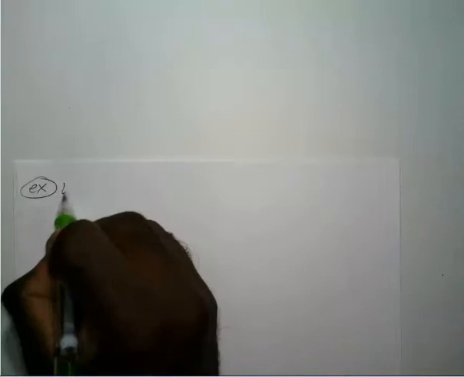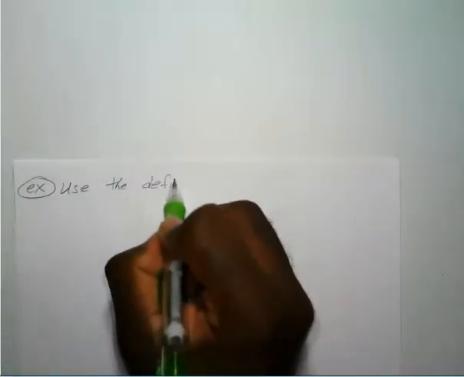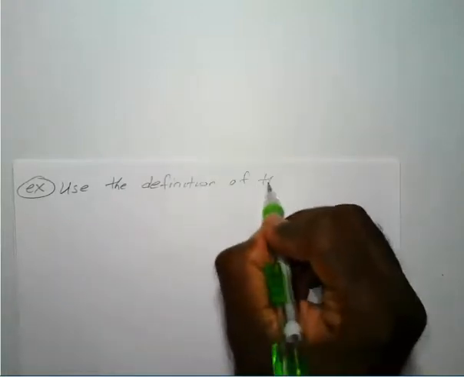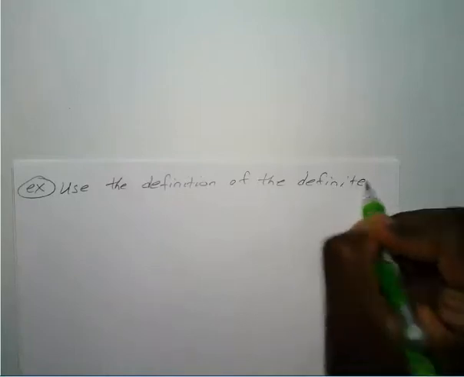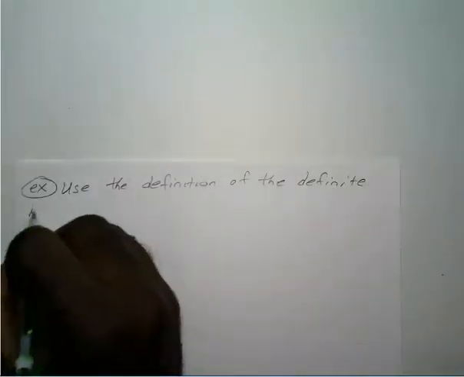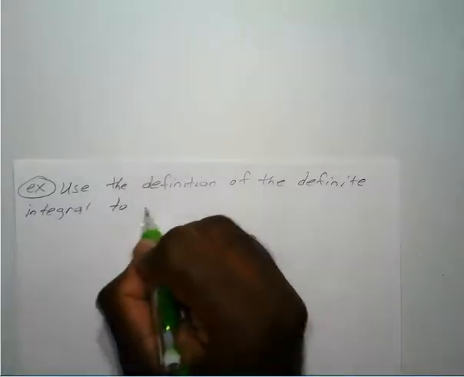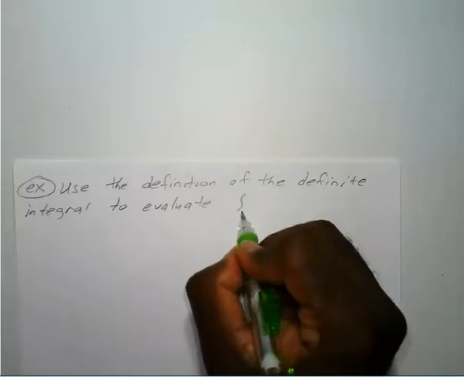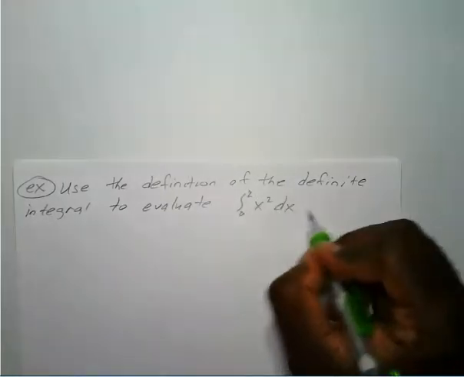All right, so for this example, what if we wanted to use the definition of the definite integral to evaluate the integral from 0 to 2 of x squared with respect to x.